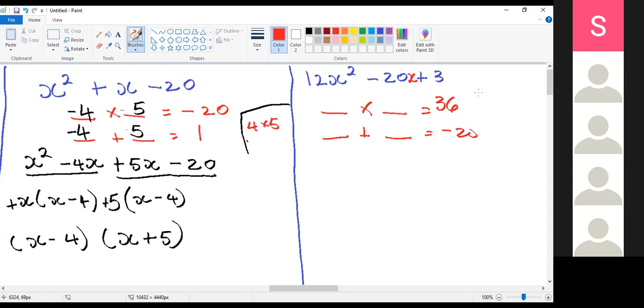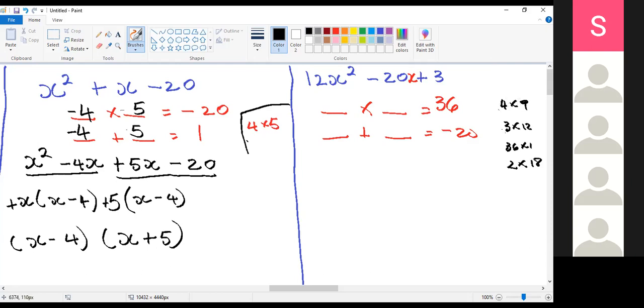Let's look and see what numbers we can multiply to get 36. What numbers give 36? 4 times 9. What else? 3 times 12. What else? 36 times 1. Can 2 go into 36? Yes, 18 and 2. All right, that seems about it.